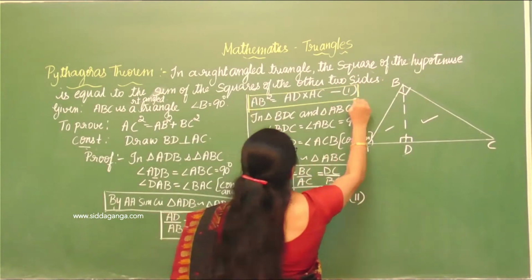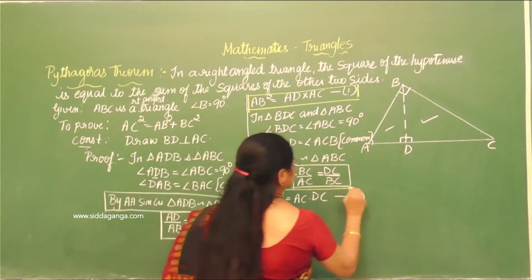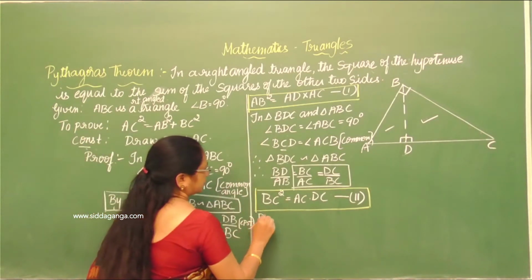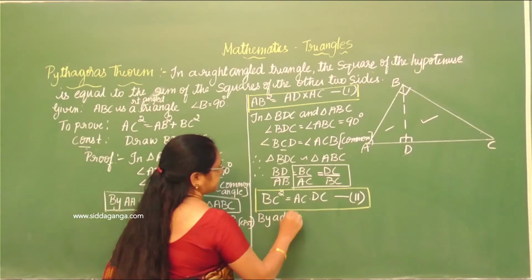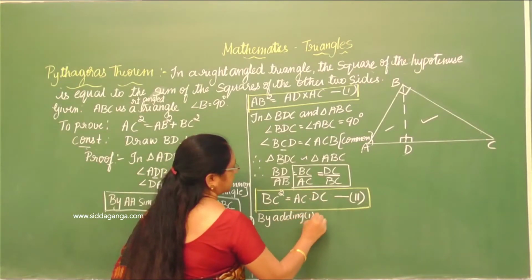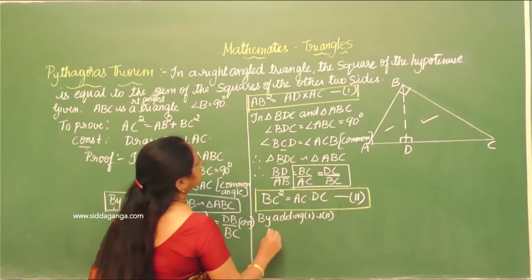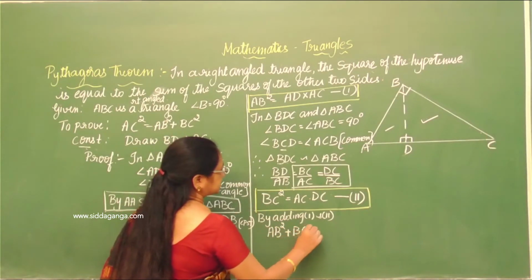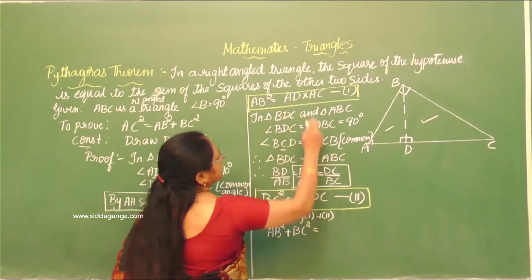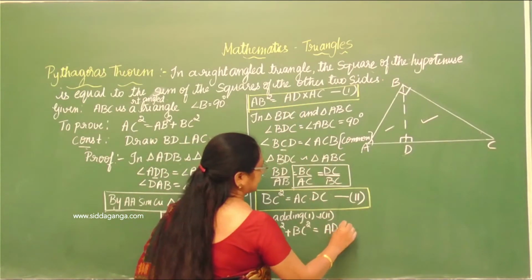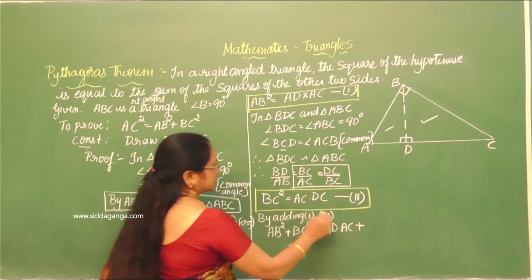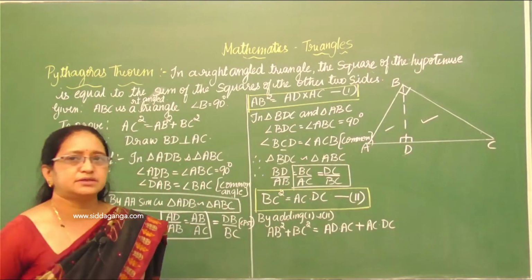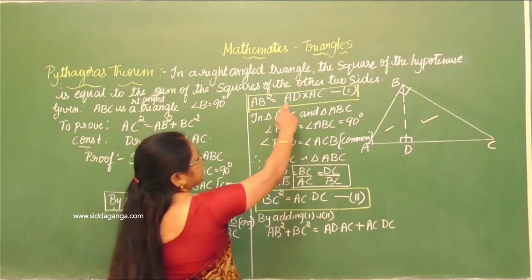First equation. This is second equation. So by adding 1 and 2, can I write AB square plus BC square is equal to AD into AC plus AC into DC. Okay, what I did? I added equation 1 and 2.